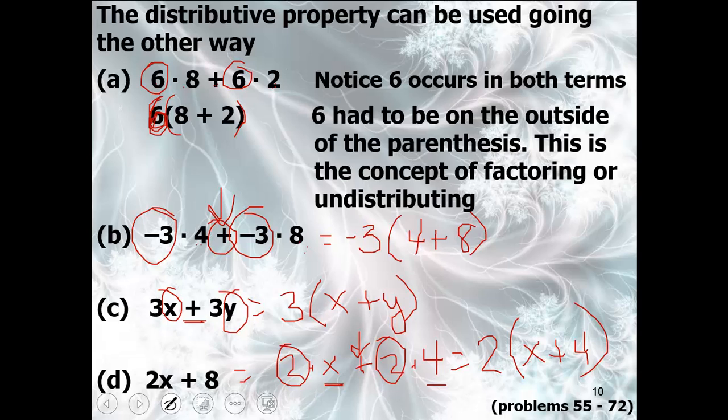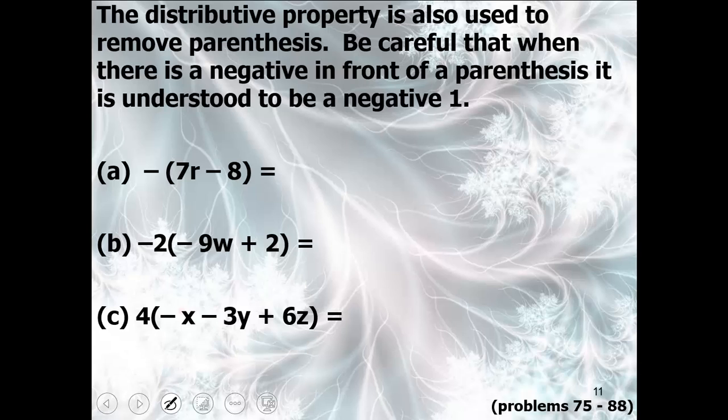I like to call it undistributing, kind of like the uncola thing. But it's really the concept of factoring. Factoring is undistributing. Okay? We can also use the distributive property to remove parentheses. We tend not to think of it that way. But what you want to do is remember that if you have a negative with no number, that's a -1. So if you can remember that a negative in front of parentheses is a sign flipper, then you are good to go, all right?